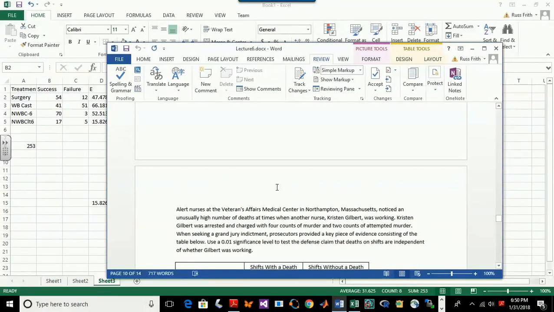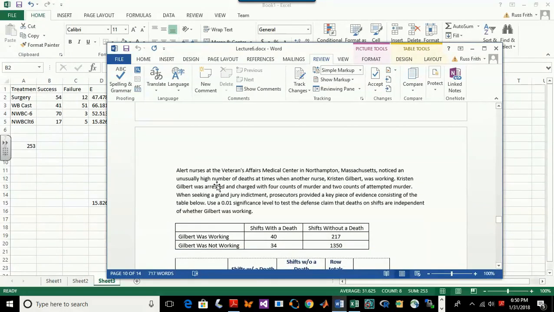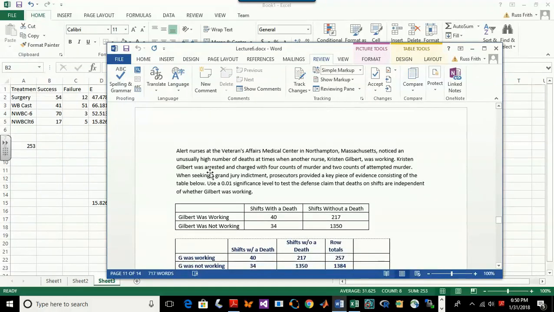All right, so let's do an example. Alert nurses at the Veterans Affairs Medical Center in Northampton, Massachusetts, noticed an unusually high number of deaths at times when another nurse, Kristen Gilbert, was working. Kristen Gilbert was arrested and charged with 4 counts of murder and 2 counts of attempted murder. When seeking a grand jury indictment, prosecutors provided a key piece of evidence consisting of the table below. Use a 0.01 significance level to test the defense claim that deaths on shifts are independent of whether Gilbert was working.